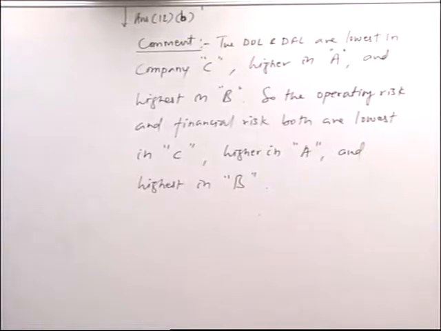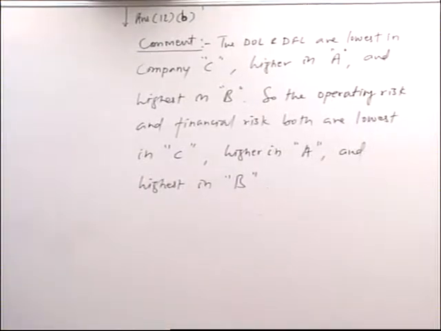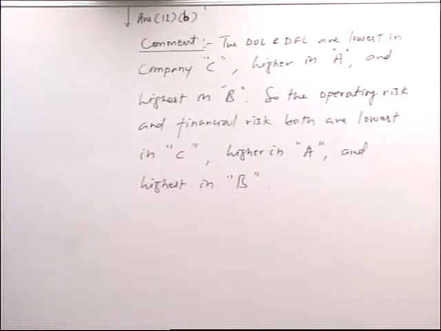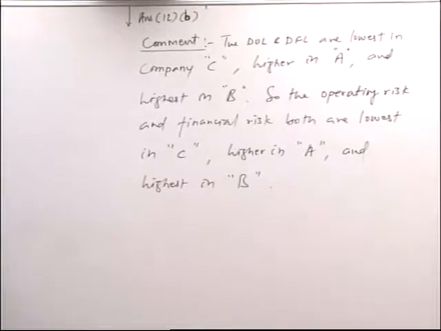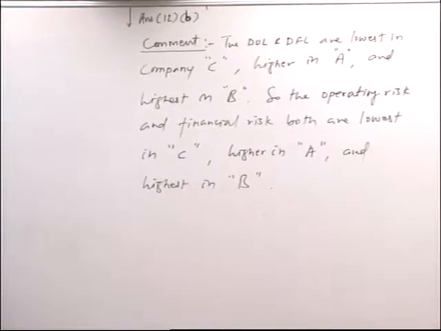Students, please write down this comment. The degree of operating and financial leverage are lowest in company C, a little bit higher in A and highest in B, and therefore, the operating risk and financial risk both are lowest in company C, a little bit higher in company A and highest in company B. Now, by this we finish question number 12.